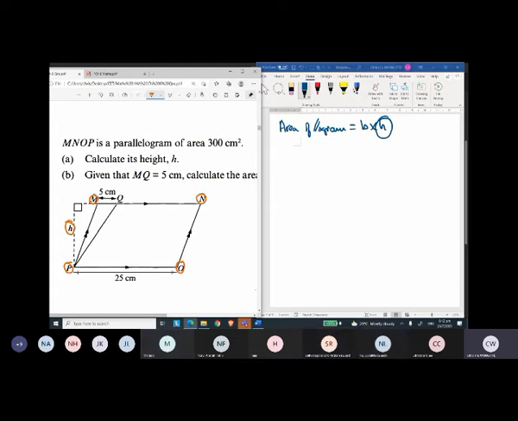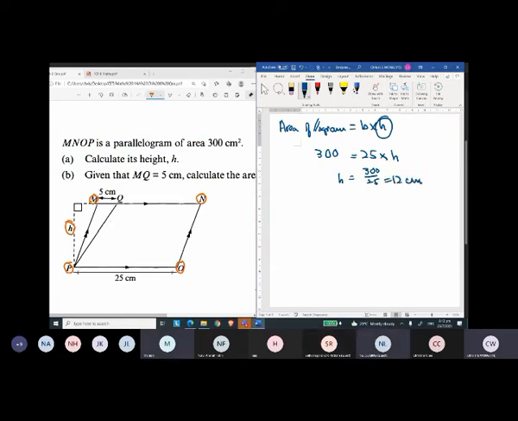Okay, what is the area of the parallelogram? Did they give you? Area of 300. What is the base? 25. Very good. It's 25, not 5. What is the height? You're supposed to divide 300 divided by 25. That gives you 12. 12 cm. Very good.